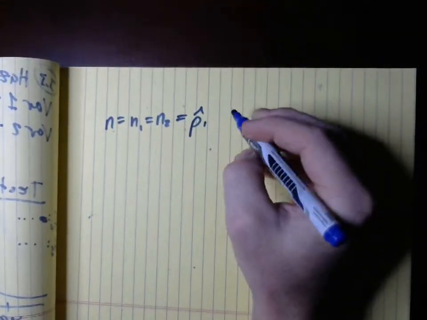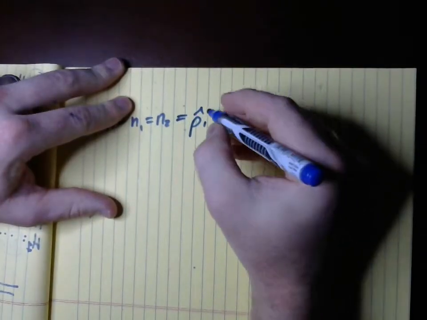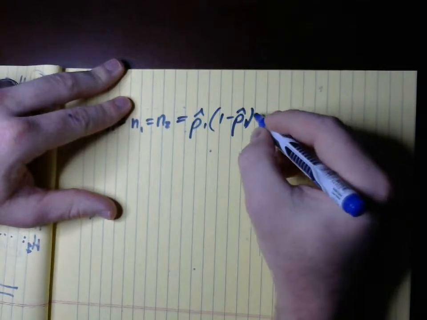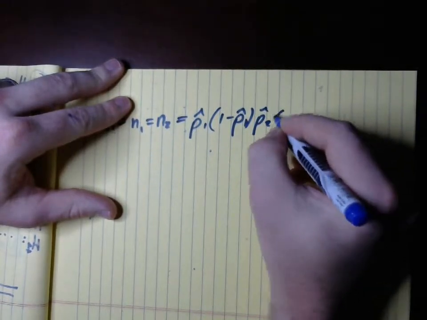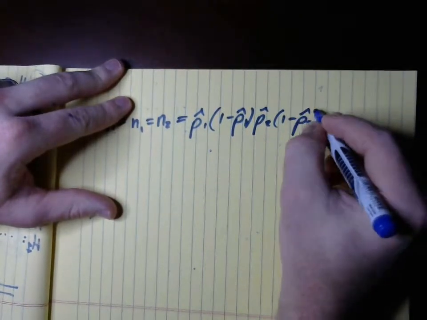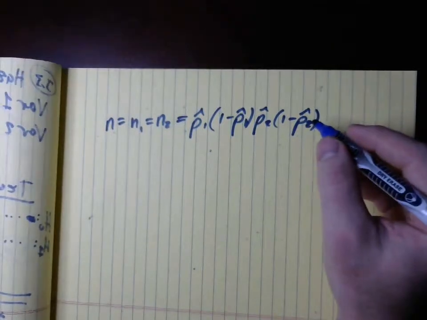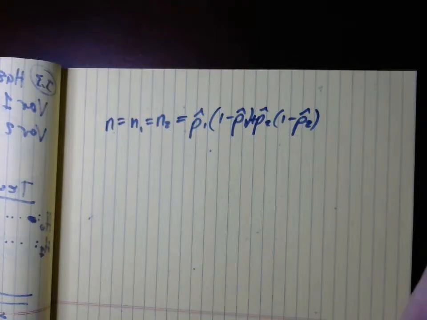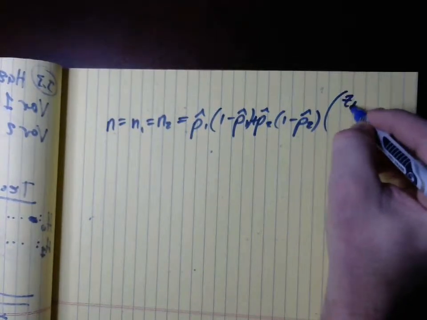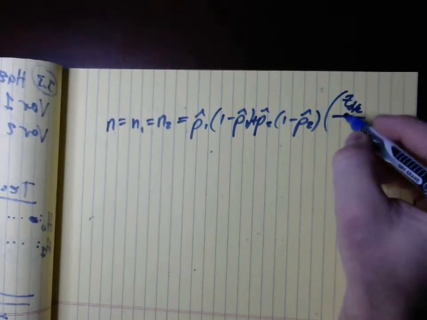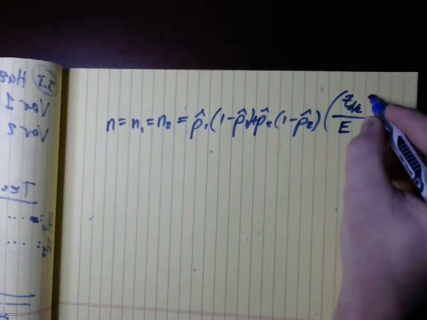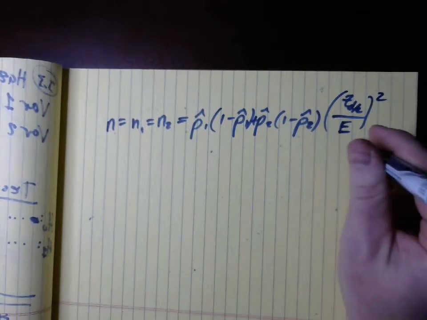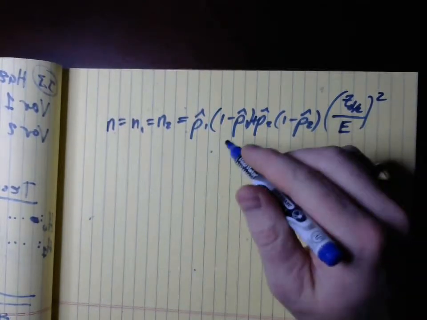If we were to solve for N, we would get the equation that's mentioned in the book. P hat 1 times 1 minus P hat 1, plus P hat 2 times 1 minus P hat 2, in between there, and then z alpha over 2 over E, still our margin of error, which will be given to you in the problem. Remember, that would be your equation.